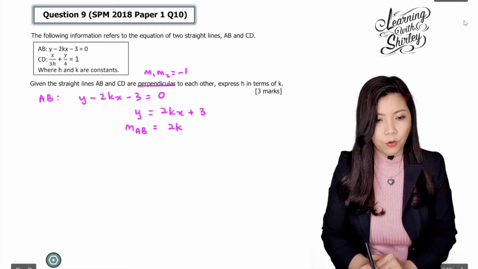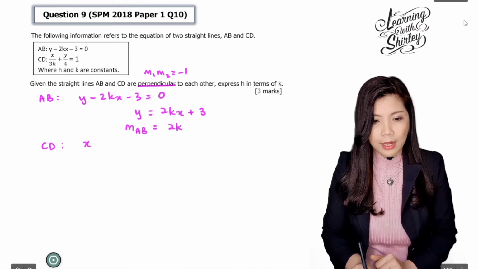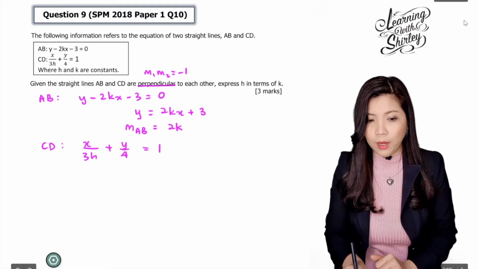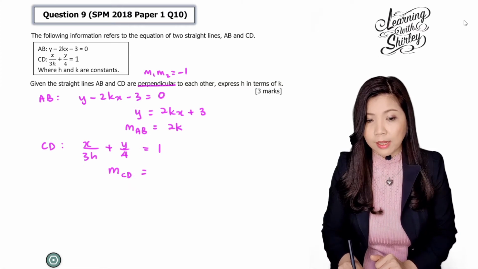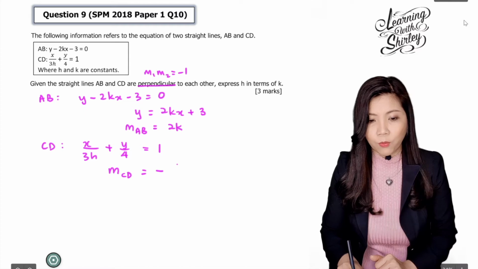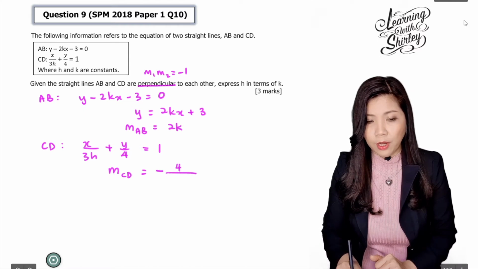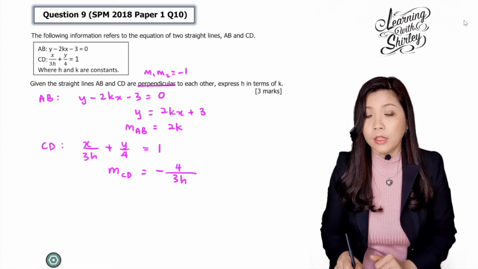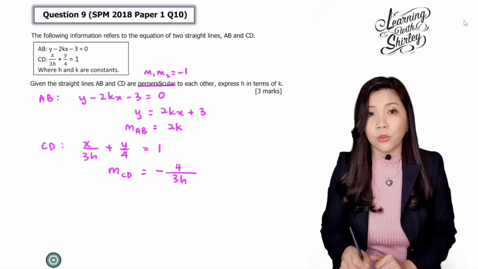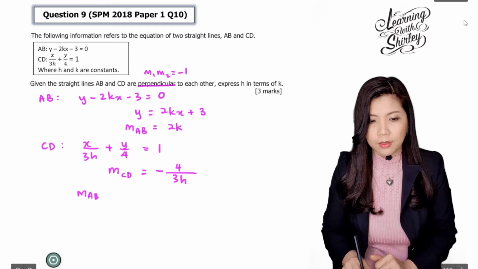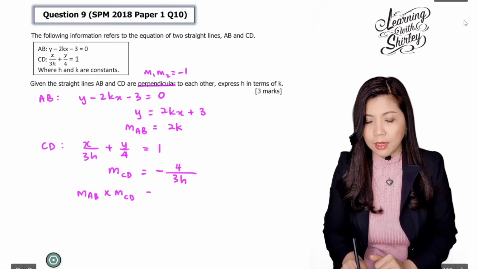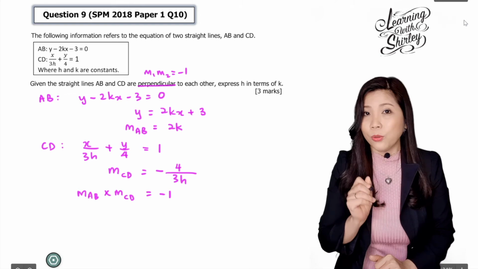Now for CD, it's x over 3h plus y over 4 equals 1. To find the gradient of CD, we use negative y-intercept over x-intercept. So the y-intercept is 4, over x-intercept 3h. So the gradient of CD is negative 4 over 3h. Now we can substitute into m1 times m2 equals negative 1, which means m_AB times m_CD equals negative 1 because they are perpendicular to each other.